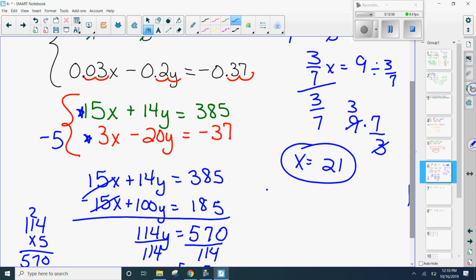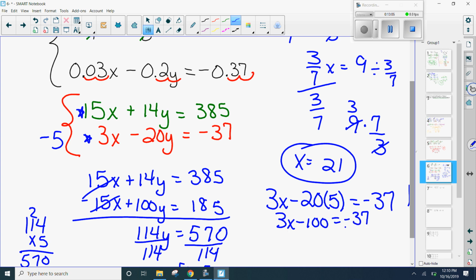So if I put it in the bottom, sorry, I'm standing in front of it, you get 3x minus 20, and y had a value of 5 equals negative 37. So 3x minus 100 equals negative 37. So you're going to add 100. So 3x is equal to 63, and when you divide, you're back to x is equal to 21.